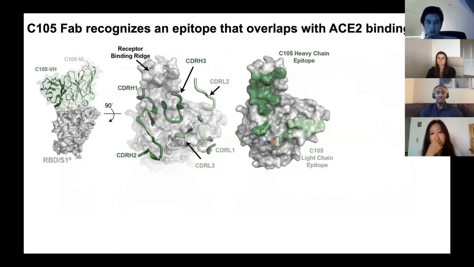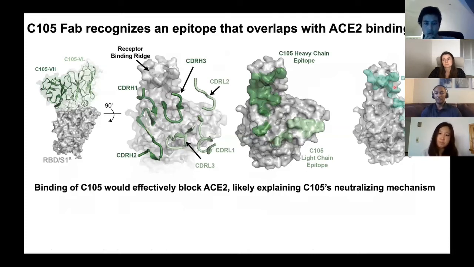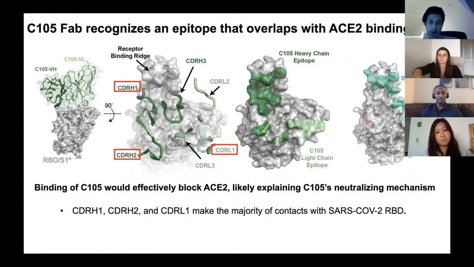And so again, if we now look at C105, its shape complementarity is the same as C102, very similar. And again, just to point out that parts of its epitope overlap with the ACE2 binding motif. And so the important things to note again are these CDRH1 and H2 loops and CDRL1 loops, which are encoded by the V gene of the antibody. So this is the parental gene that is common across multiple antibodies. This is what's actually making up most of its epitope.